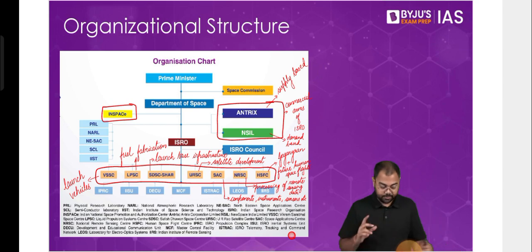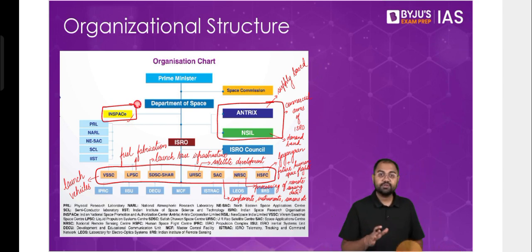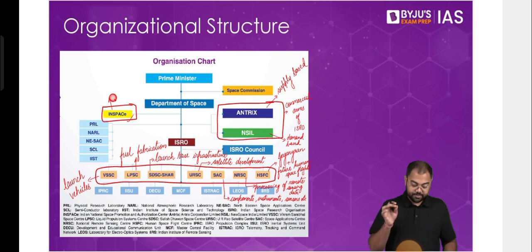And then lastly, we have InSpace. Now, InSpace also is a very new addition, added just in 2020. Before 2020, there was no InSpace. InSpace basically is to help the private sector. That's why it is the Indian National Space Promotion and Authorization Center. So it has been named as InSpace.